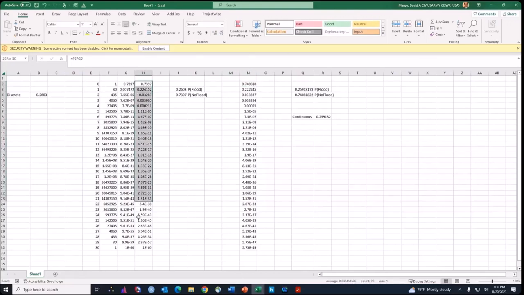Now, if you compare these columns, they're not exactly the same, but they're pretty close. The reason they're pretty close is that the chance of a 100-year flood is small enough, and the odds of getting more than one 100-year flood in a given year is small enough, that the discrete model is an excellent approximation.